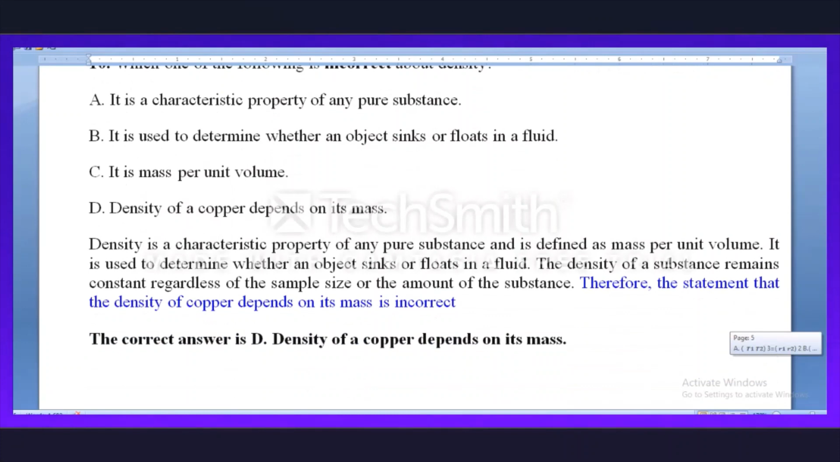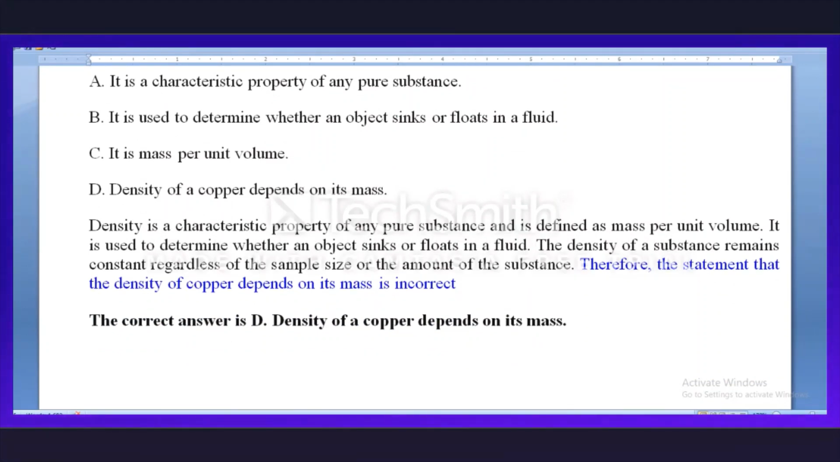When we come to the idea of this problem, density is the characteristic property of any pure substance, and it is defined as mass per unit volume. It is used to determine whether an object sinks or floats in a liquid. The density of a substance remains constant regardless of the shape, size, or amount of the substance. Therefore, the statement that the density of copper depends on its mass is incorrect. The correct answer is D, density of copper depends on its mass.